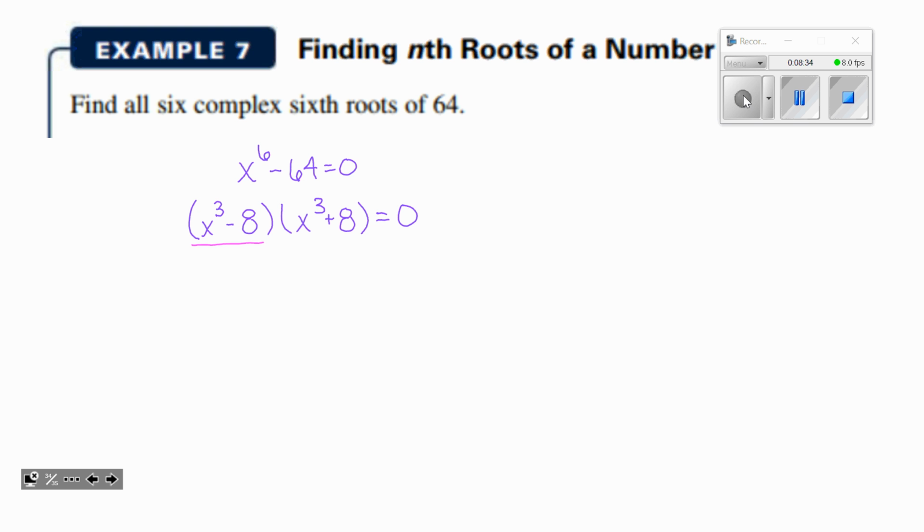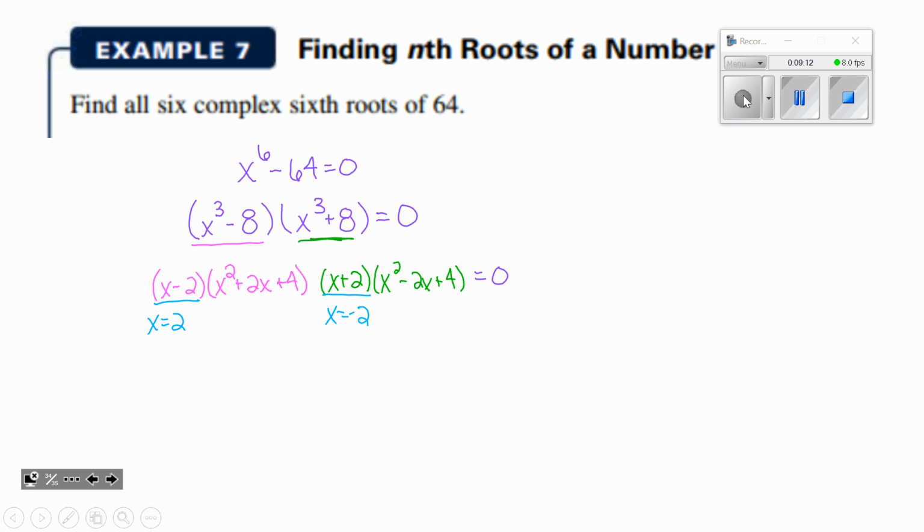So this first one breaks down into x minus 2, x squared plus 2x plus 4. And the second one is going to break down into x plus 2, x squared minus 2x plus 4. So let's find some zeros. Well, we have some friendly ones. We have x equals 2 from this one, and we have x equals negative 2 from this one.